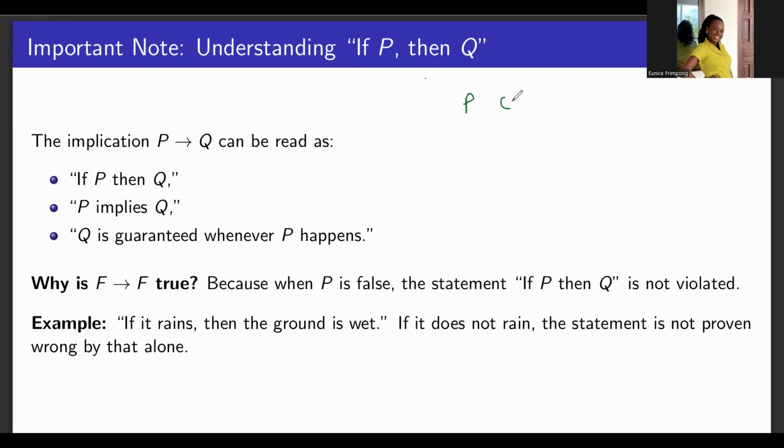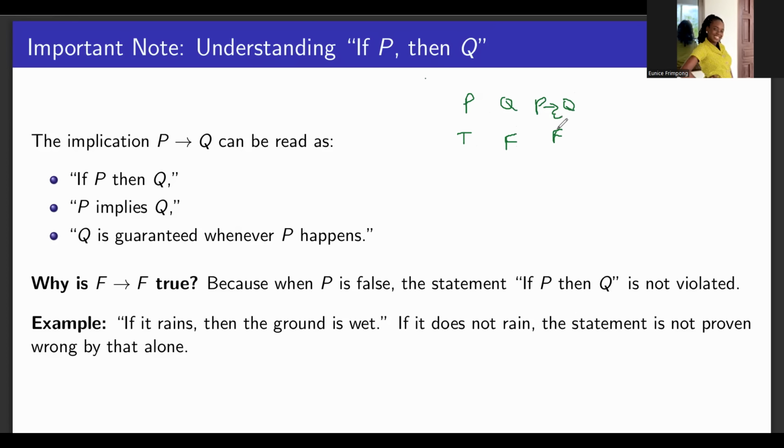So when P implies Q, when P is true and Q is false, then this is false. This is the only condition. Why? When P happens, Q must happen. So once P happens and Q does not happen, then this statement is false.